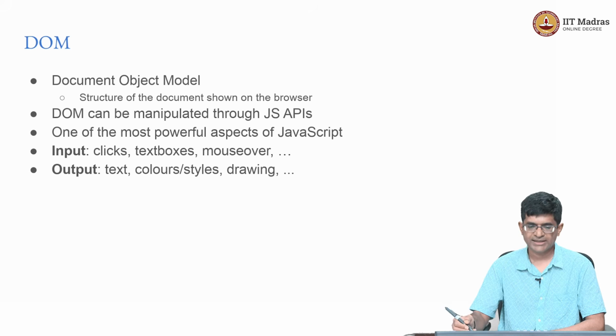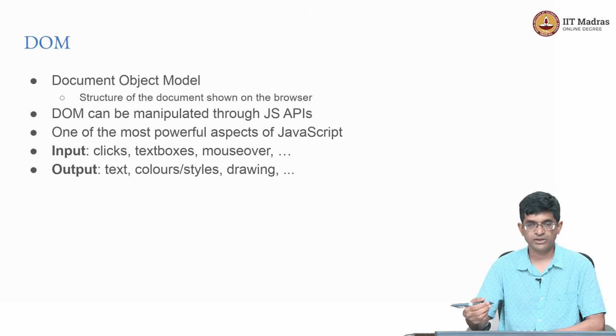Now, like I said, the document object model is one of the things that makes JavaScript useful. It's basically the structure of the document as shown on the browser, right? And it can be manipulated through JS APIs. Not only can you change the text that is inserted or displayed at different parts, you can even change the structure of the document itself. Okay, and this is pretty much one of the most powerful aspects of JavaScript.